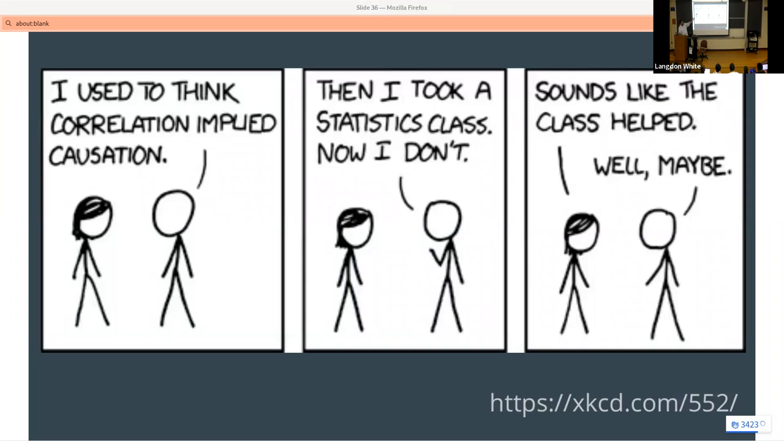All right, and then we'll close with the next XKCD. I think this one's very funny. "I am a nerd. I used to think correlation implied causation, then I took a stats class, and now I don't." "Sounds like the class helped." "Well, maybe."